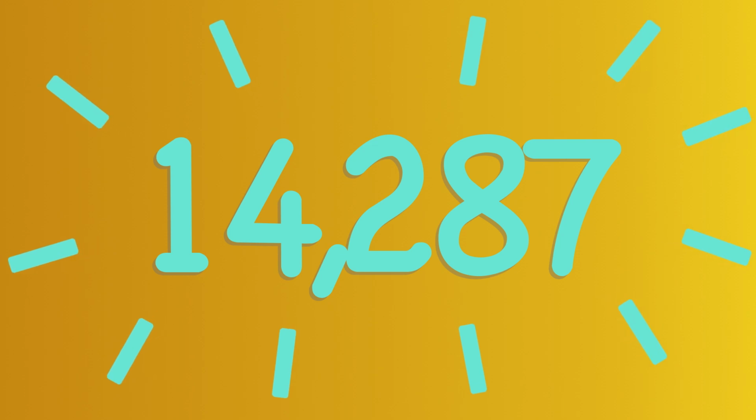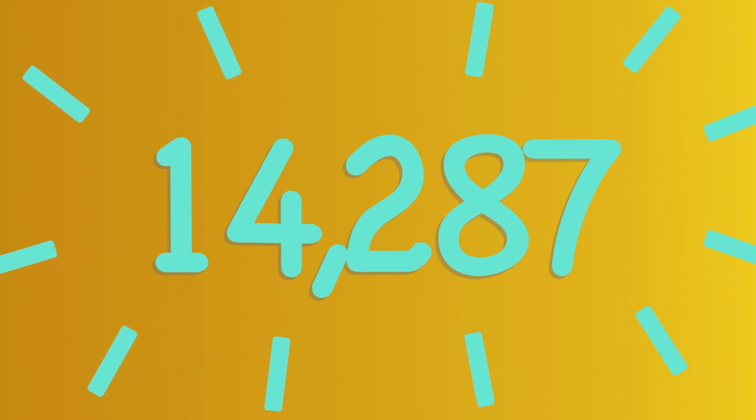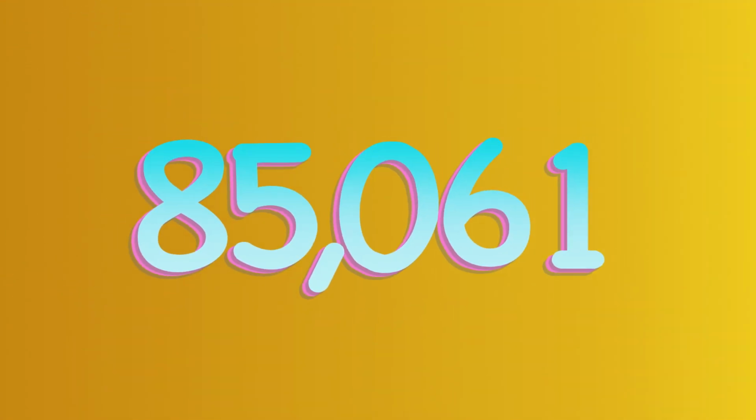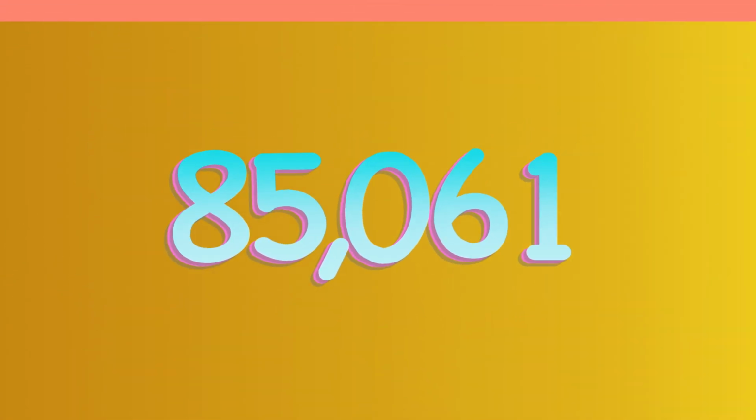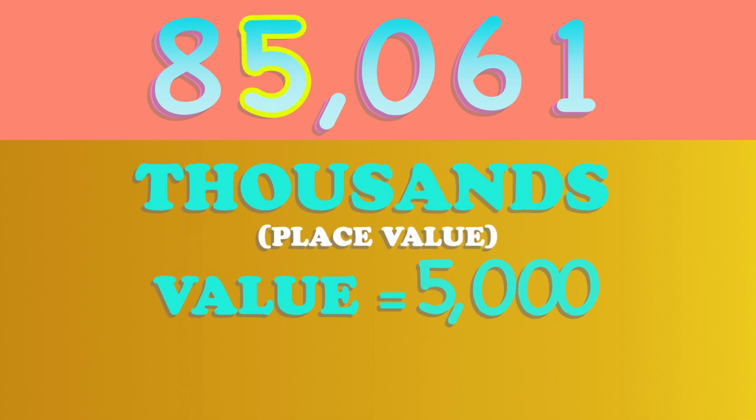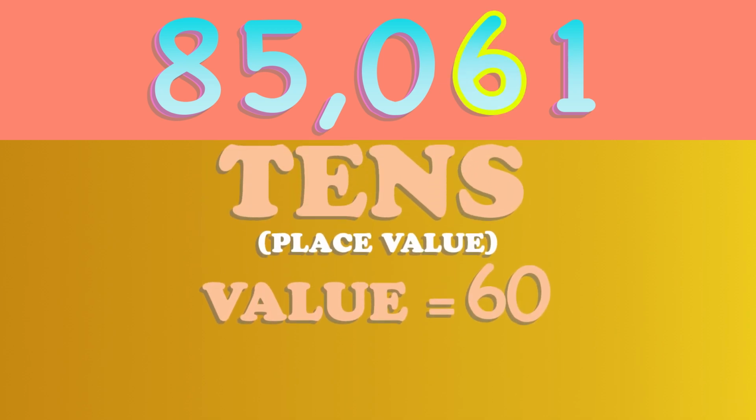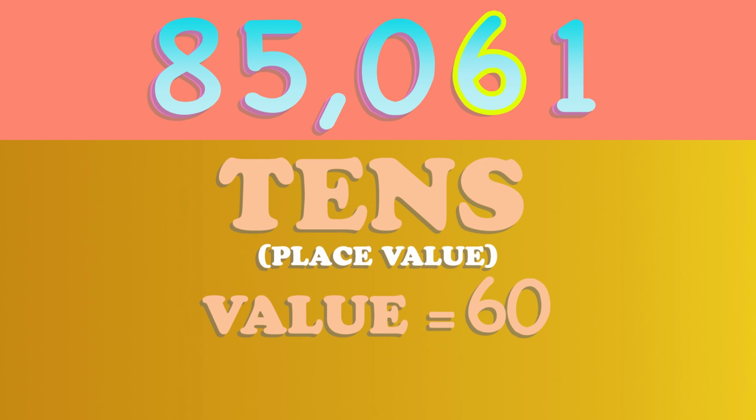Now, I'm gonna ask you my last set of questions. Let's see if you're up to it. In the number 85,061, what are the place value and value of the digit 5? The answer is thousands, with a value of 5,000. What are the place value and value of the digit 6? The answer is tens, with a value of 60.